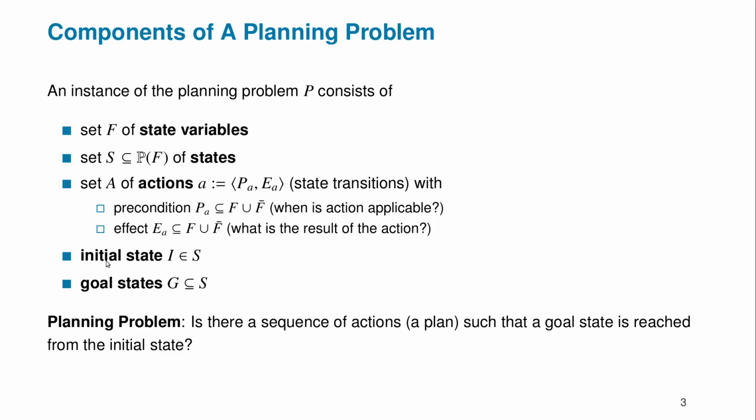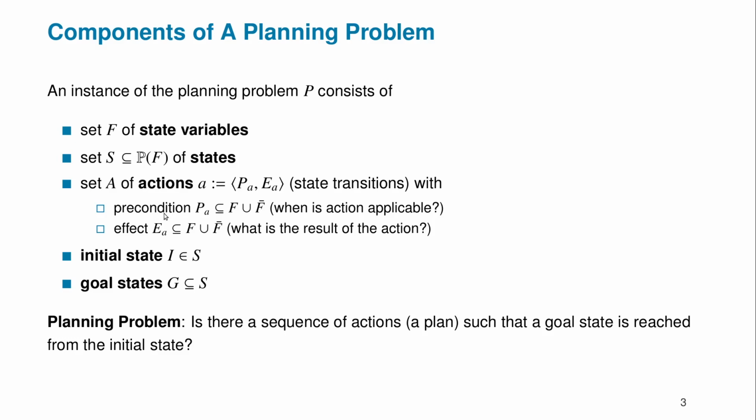In the definition I have here, we have exactly one initial state, so this is an element of S, and we have several goal states, so G is a subset of S. So there can be only one goal state, but there can also be multiple. And now what's missing are the actions, and we define them in a set A. And one action is a pair consisting of a precondition and of an effect.